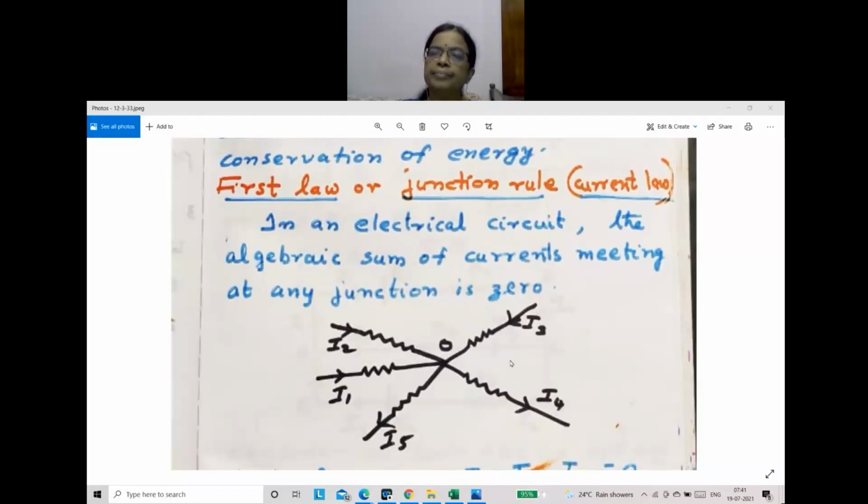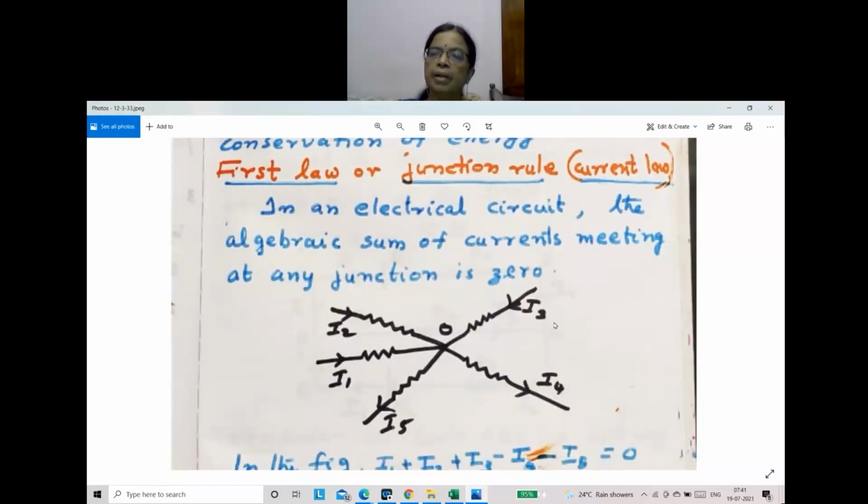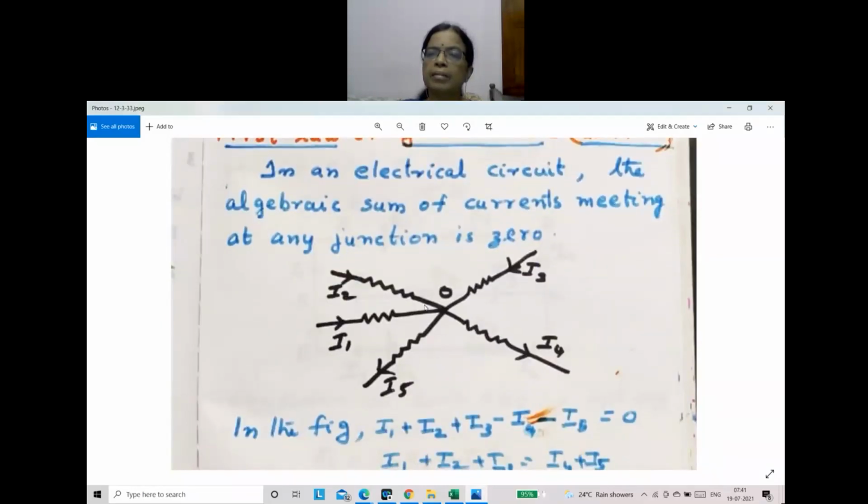Okay, so we studied the first law now. In an electrical circuit, the algebraic sum of the currents meeting at any junction is 0. Muhammad Adil, what is Kirchhoff's first rule? Midun Nandakumar, what is the first rule? Midun.